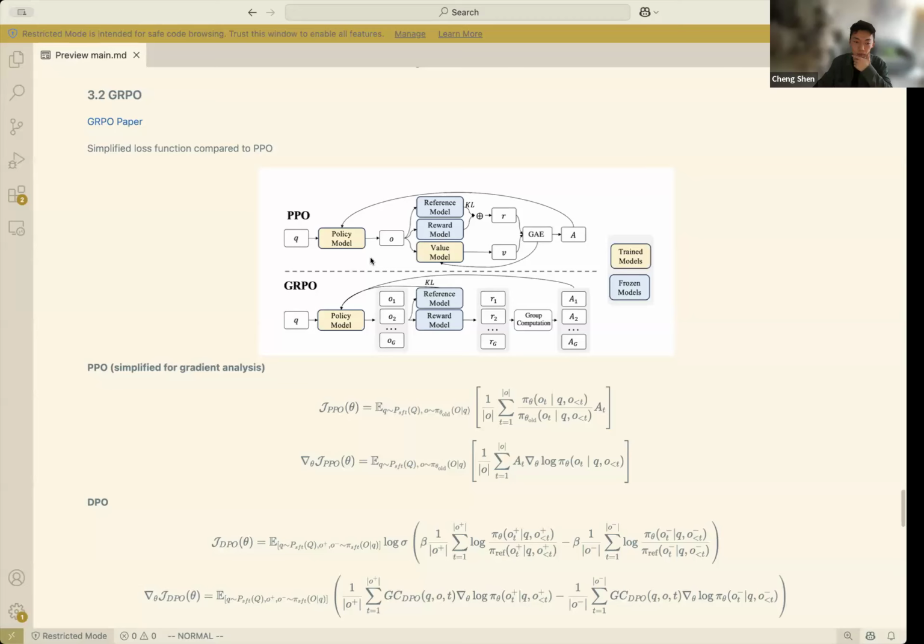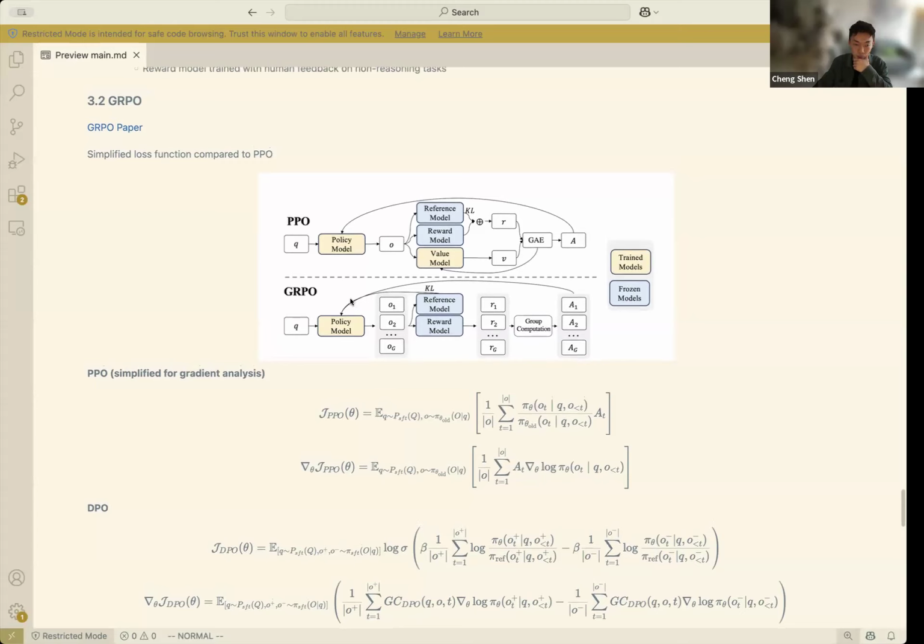And in GRPO, they get around this: every time they want to evaluate the value of an action, instead of leveraging a value model, they get a group of different samples, from O1 to OG, and get the rewards. Then they can leverage the rewards to estimate the value of this state and action, which you can think of as a Monte Carlo process: sampling multiple values, estimating the value, and getting the average. So in this case, they don't need the value function anymore. And just by doing multiple samples, they can get the advantage and train the policy model.